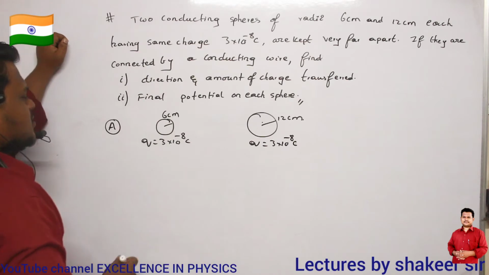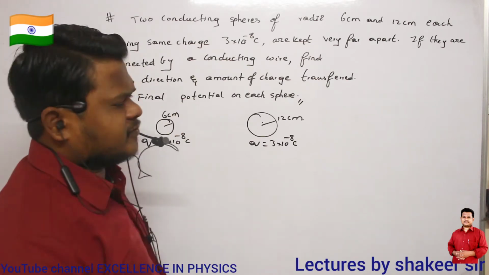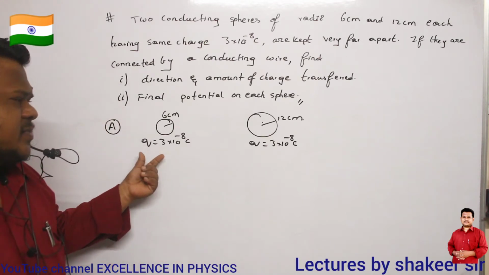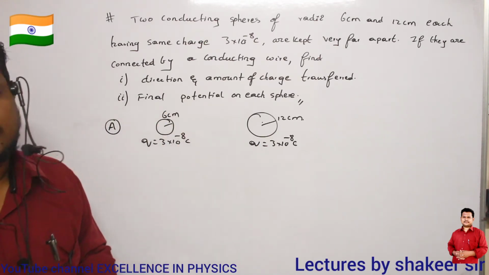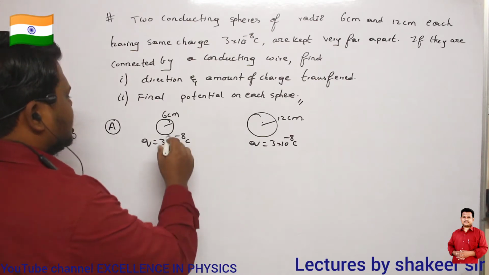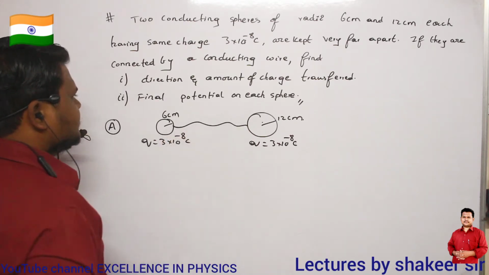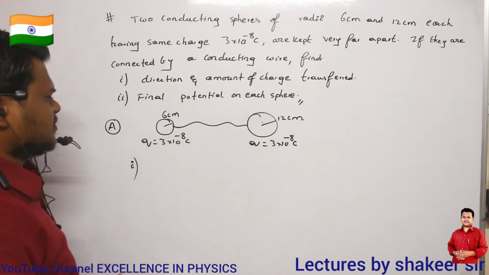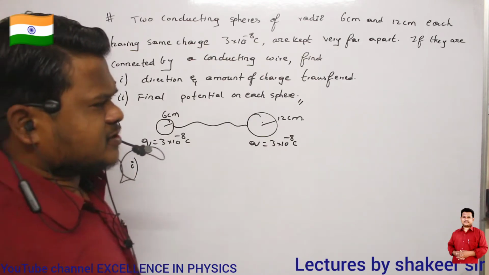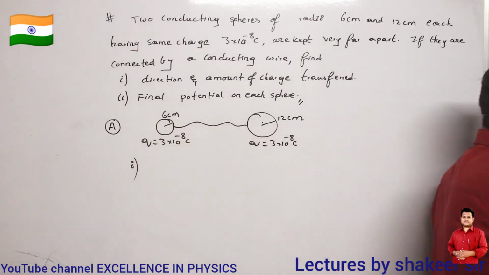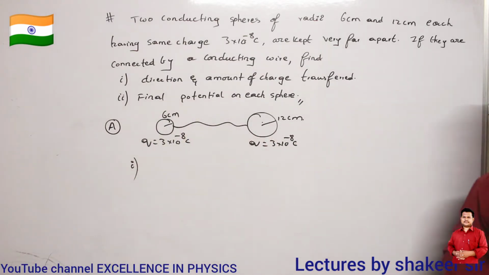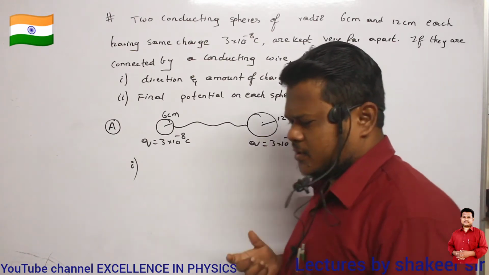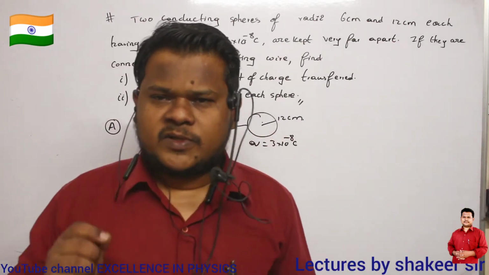Clear? So they are kept very far from each other. Why are they kept very far? Because the potential of one sphere should not act on the potential of another sphere. And they are connected by a conducting wire like this. Then the first question is the direction of charge transfer. Can you say charge will transfer from which sphere to which sphere?